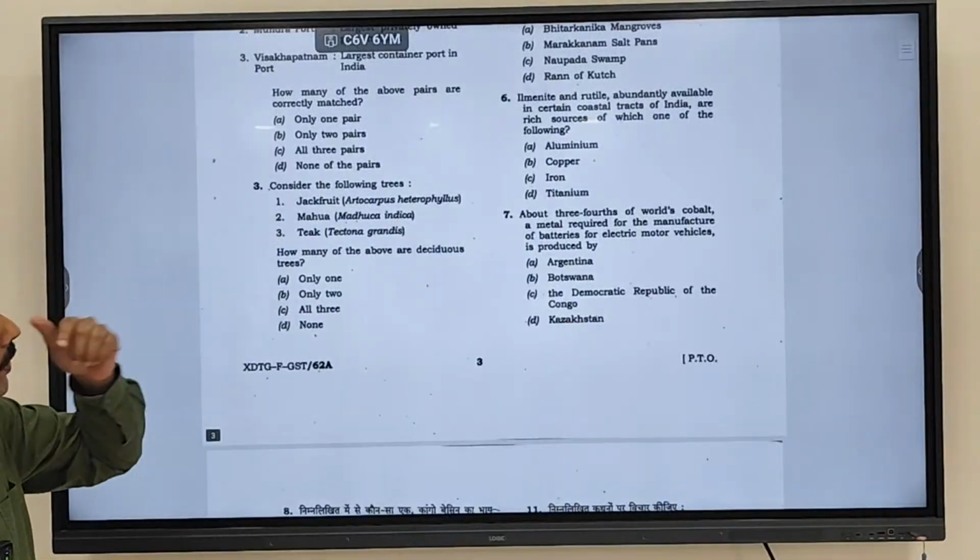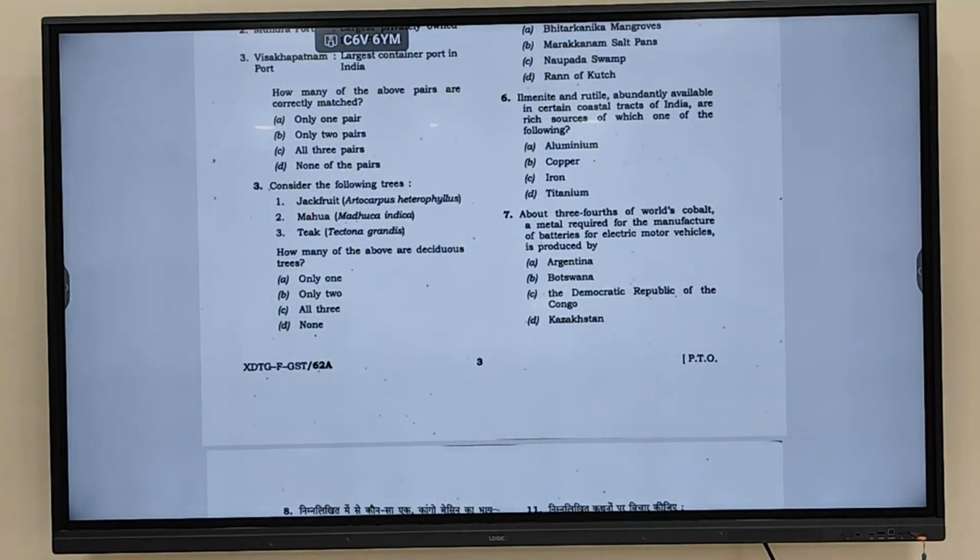Can you answer now this one? Third one. Remember, teak has already been asked in the 2015 paper. It is which type of tree? Deciduous tree, we have just now discussed. Again teak is being repeated. That's why you have to solve previous year question papers. If you solve previous year question papers, you'll be able to know which type of questions UPSC is asking, and some of the questions are also being repeated. Themes are being repeated in the examination.